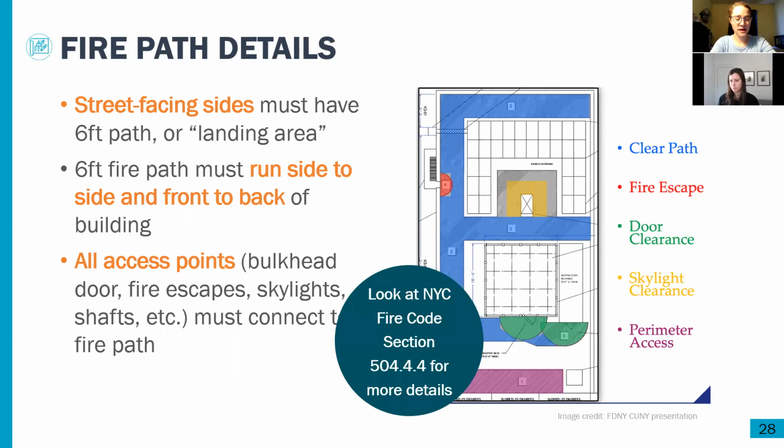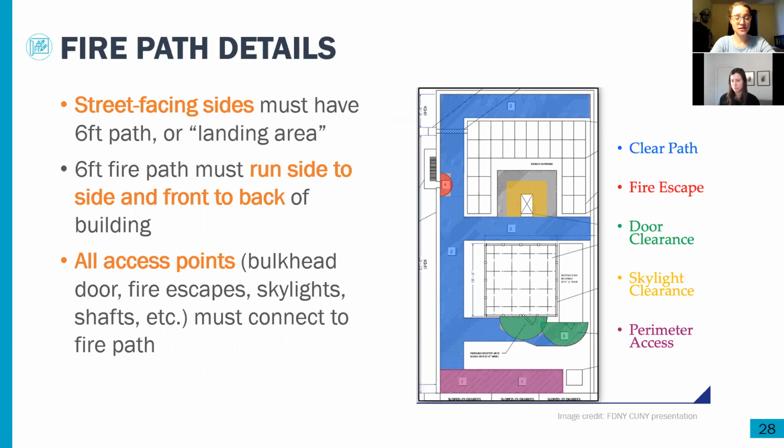Any access point that someone could get to the roof from, like a bulkhead door or a fire escape, also has to connect to the fire path. You probably know this from other things, but it's good to keep it in mind with solar.